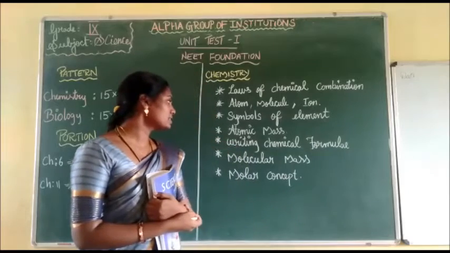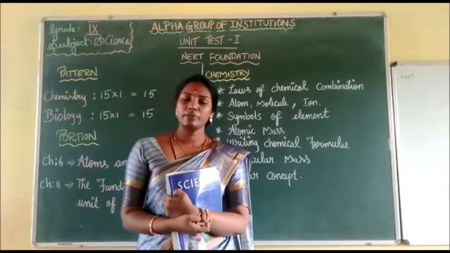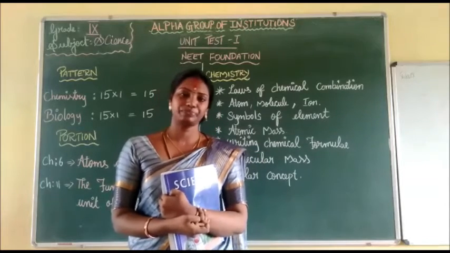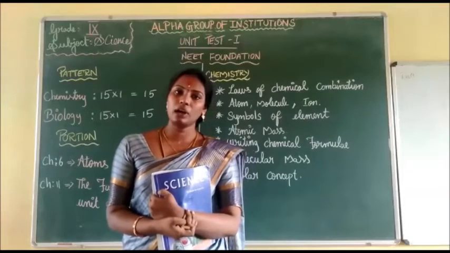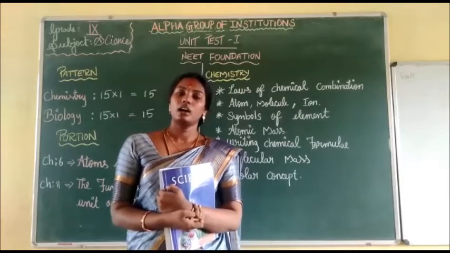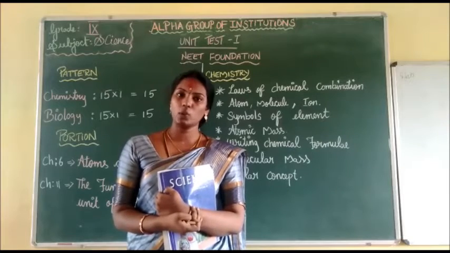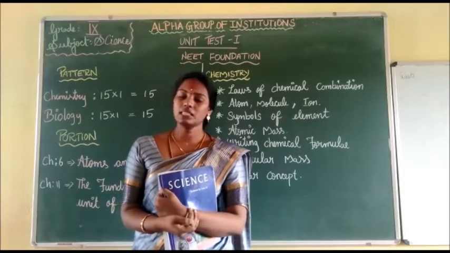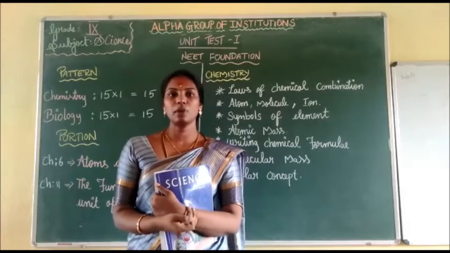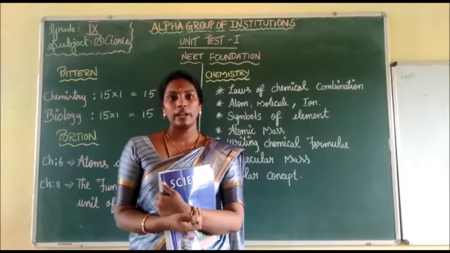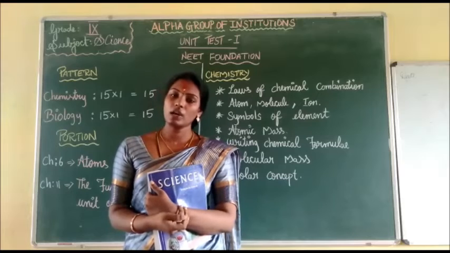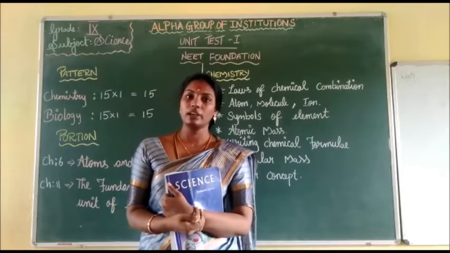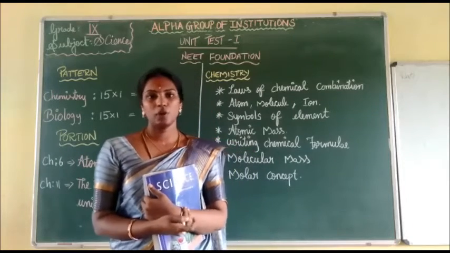Okay, and the next one is atomic mass. See, every atom and every object has mass. Like that, an atom also has a mass. So one atomic mass unit is equal to 1/12 of one carbon atom. And the next one is writing chemical formulae. It has some rules. First you have to write the symbol of the atom, and then the valency of the atom. And the last step is to cross over the valencies with the combining atoms. Then finally you can write the chemical formula.